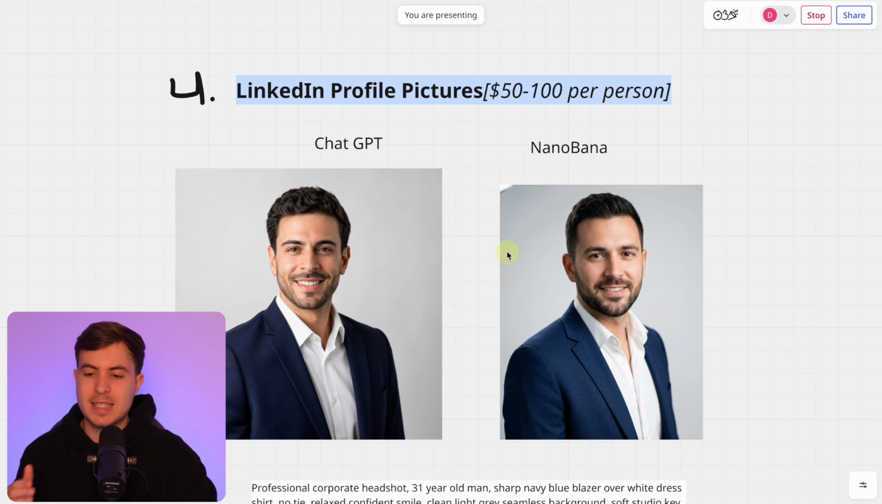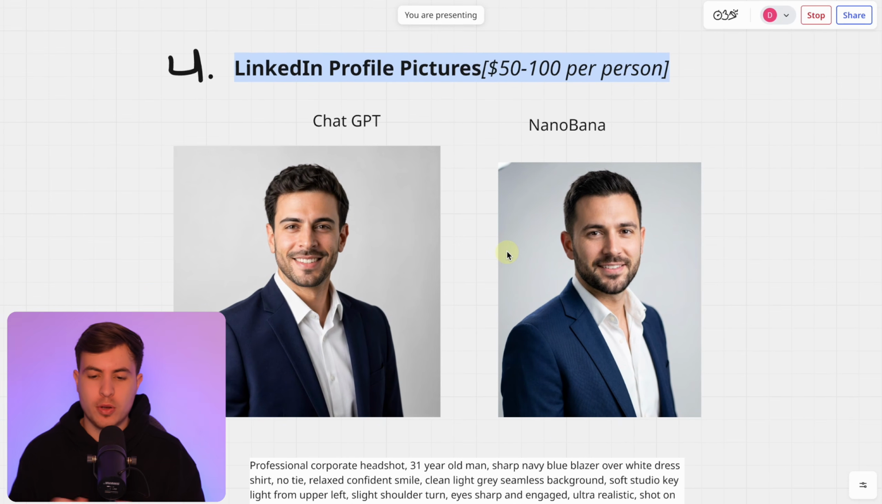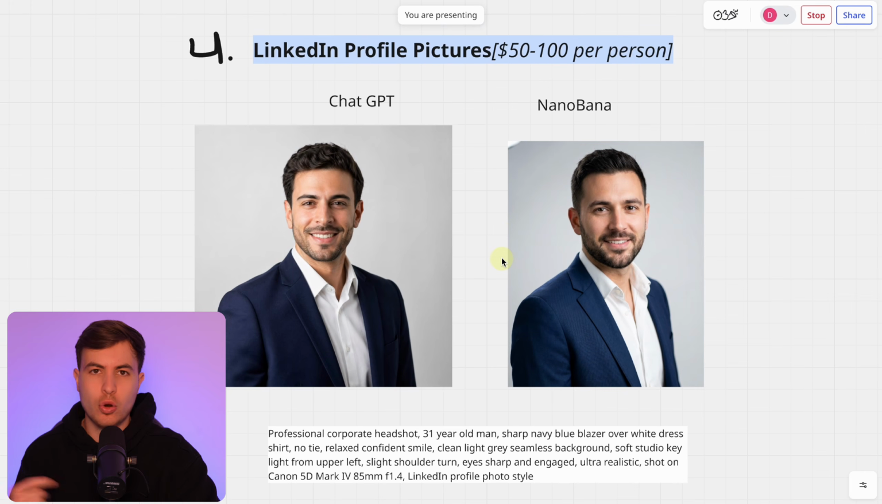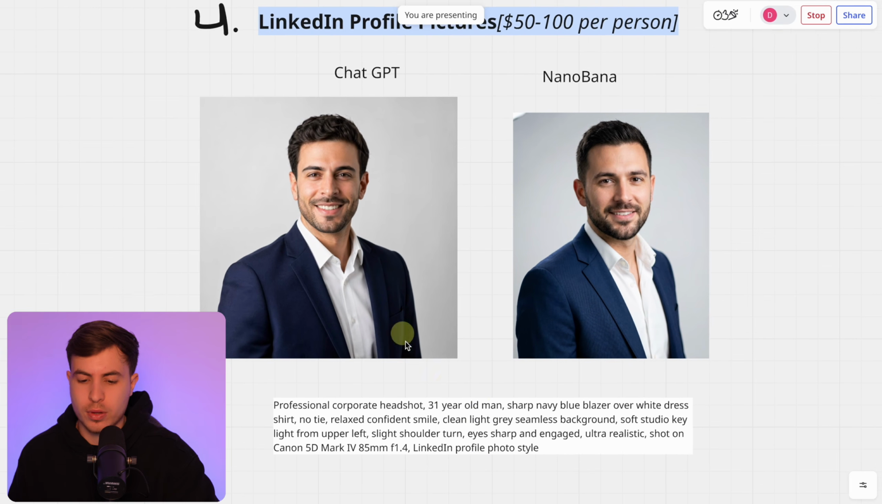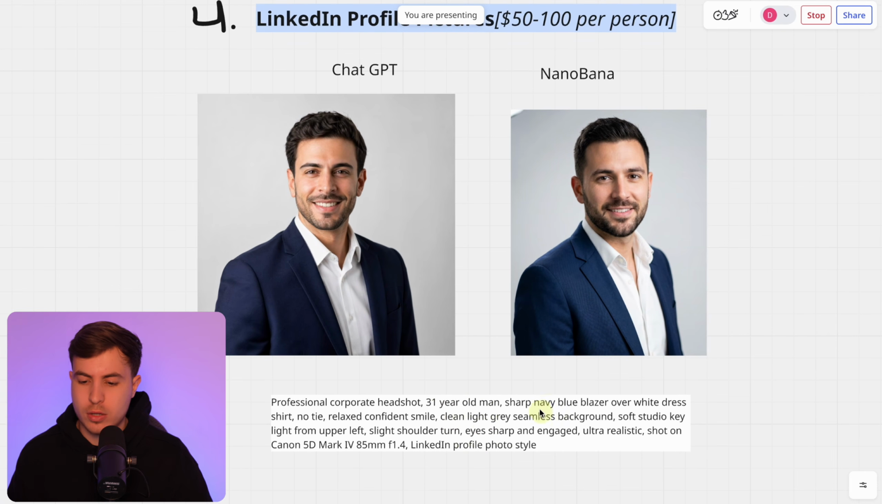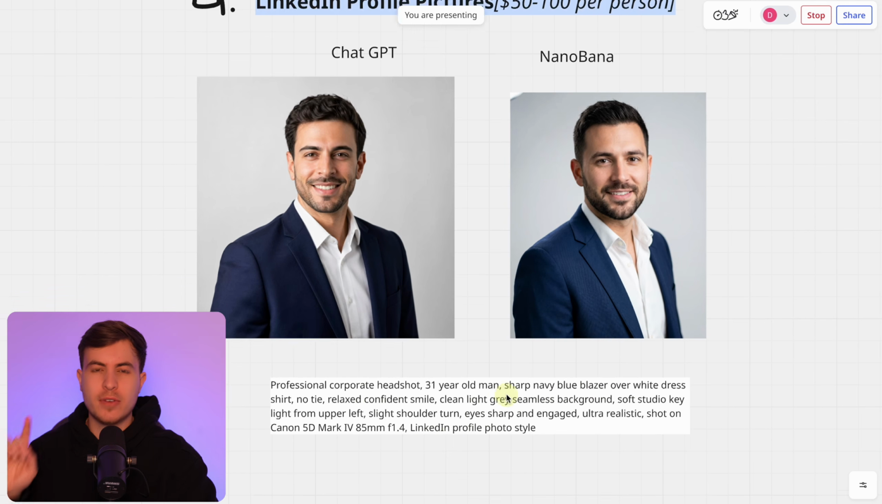And the next one is LinkedIn profile pictures. This is also massively important because a lot of people still don't know that they can just use AI, or they're using AI and it looks absolutely awful. The prompt for this is just 31-year-old man, sharp navy blue blazer over a white dress shirt, ultra realistic. And this is a very interesting one.